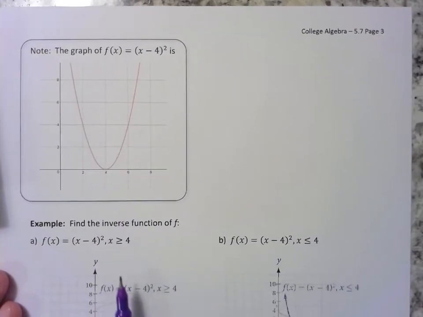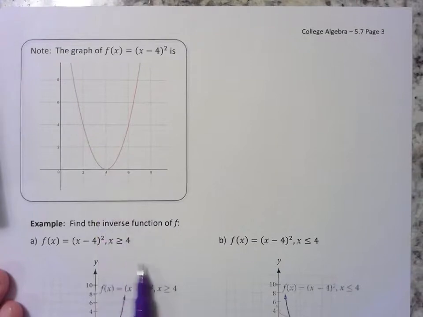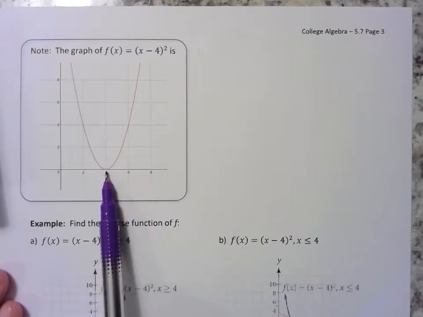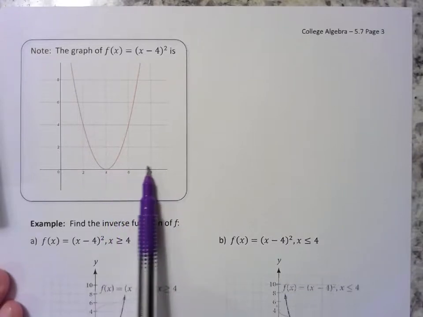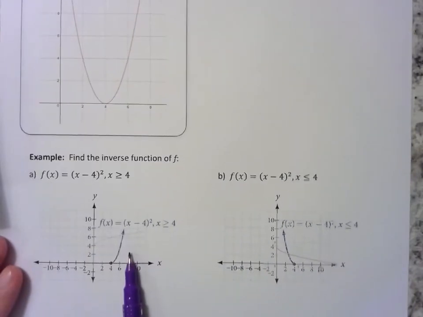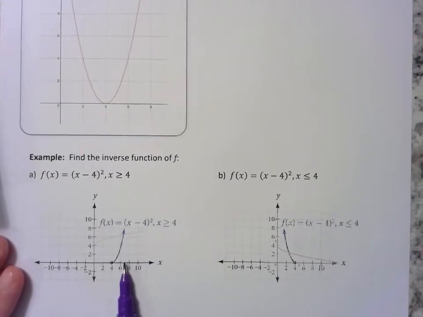Okay, so look down here. We have the same function, x minus 4 all squared, but we're restricting the domain to x is greater than or equal to 4. So greater than or equal to 4 means in the positive direction. We're starting here. We're going to the right. We're only looking at this side of our graph. In other words, we're looking at this picture.